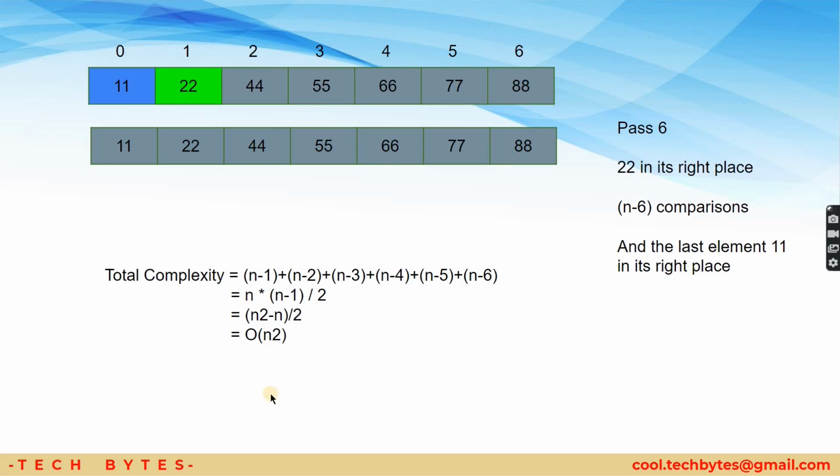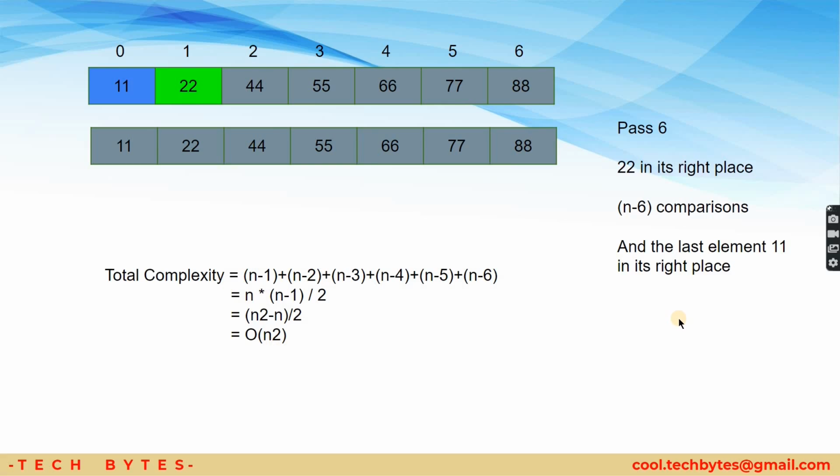To find the complexity of this algorithm, let's check how many comparisons happen in every pass. In the first pass, we have n-1 comparisons. In the second pass, n-2, since one item was in its right place. In the third pass, we have n-3. Similarly, by the end of the sixth pass, we have n-6 comparisons. So this can be converted into n multiplied by (n-1) divided by 2, that is (n square minus n) divided by 2, which is nothing but order of n square.